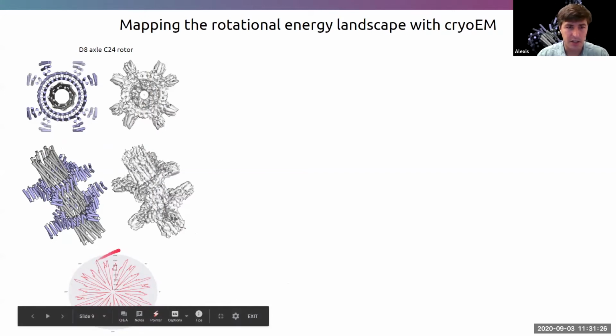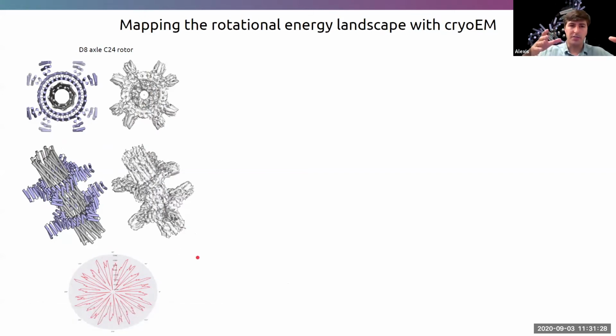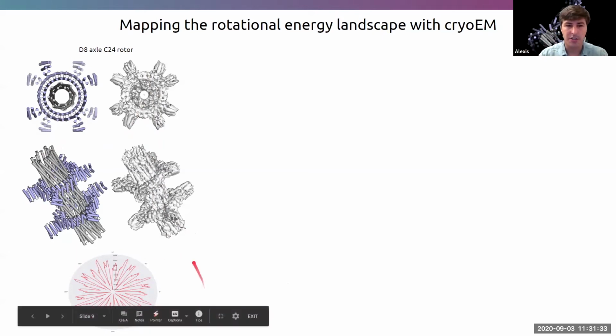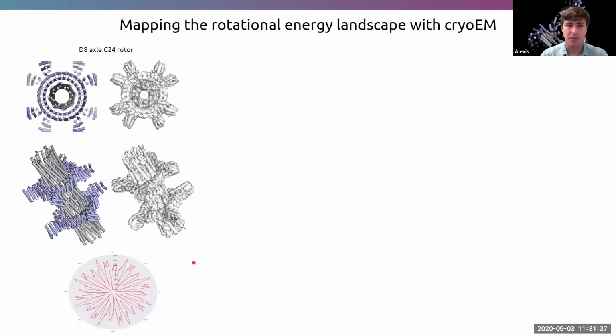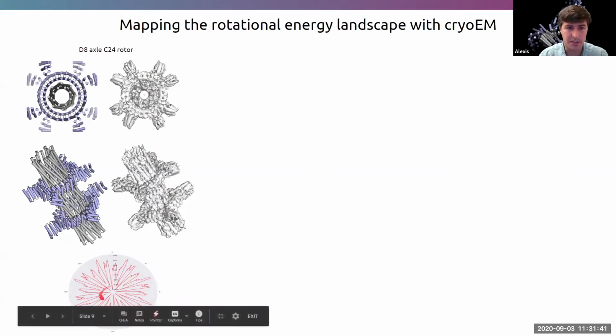Interestingly, we can compute here, you can see, this is an energy map. If you rotate the rotor around the axle, Rosetta can compute an energy that tells you how likely the structure is going to be. What you can see here is that the energy landscape is very rugged, which means that the rotor is able to populate all of these very low energy minima and jump around in these lower energy states.